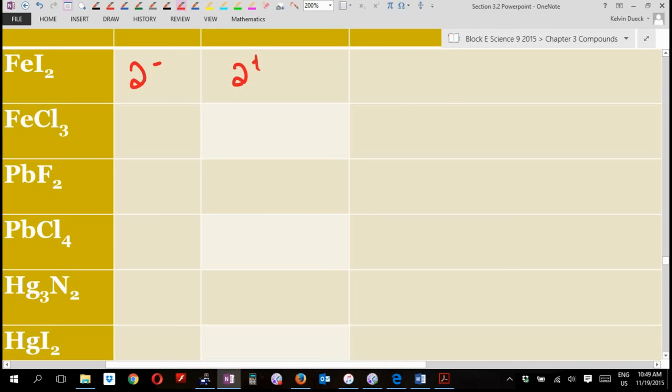So what must the total positive charge be? How many irons are there in this molecule? In other words, what number is sitting right there? In this case, it's invisible. So, you know what? One iron must be 2+. The charge on iron has to be 2+ to cancel it out. This is going to be iron 2 iodide.